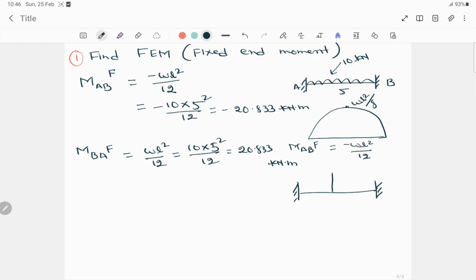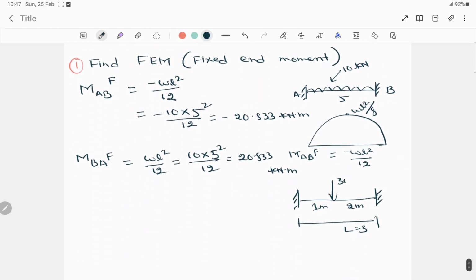Now one point load is acting here, at 1 meter and 2 meter, and the whole length is 3 meter, and the load is 30 kilonewton. So in this case, the fixed end moment from B to C, that will be MBC, for an unequal case, and this load is acting at a distance of 1 meter from B. Okay, so this is not equally distributed, right?